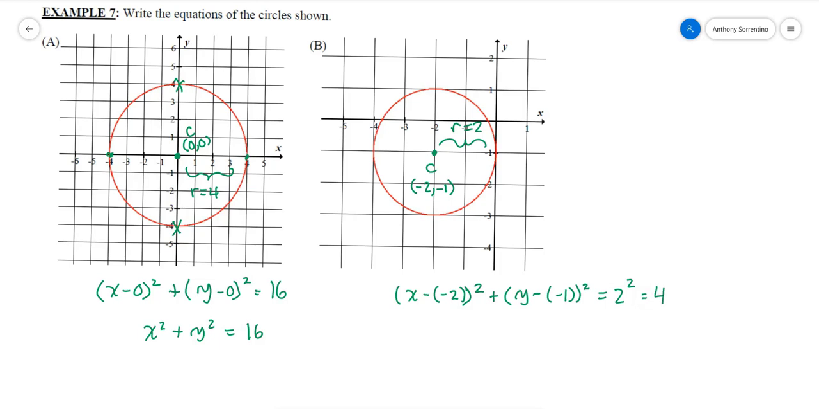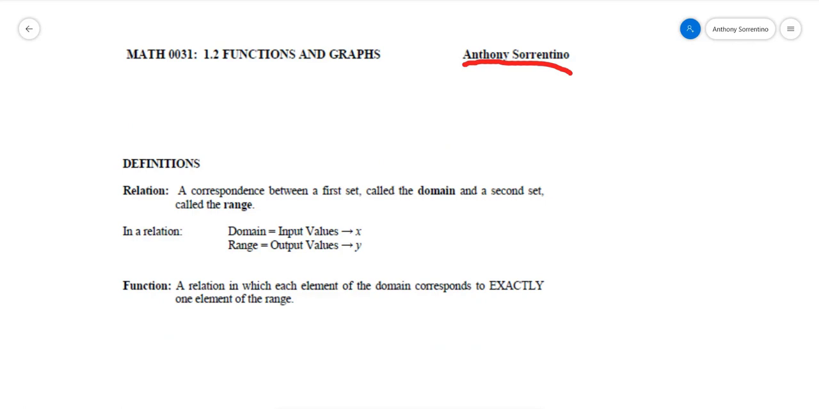And the minus and negative, as we've seen before, we undid it before, so I can further simplify that and just say that's (x plus 2) squared plus (y plus 1) squared equals 4. And so there are your equations for these two. And that brings me to the last example for 1.1. Now I'm going to go into section 1.2, dealing with functions and graphs.